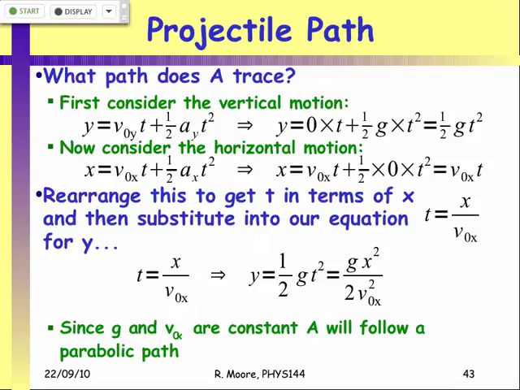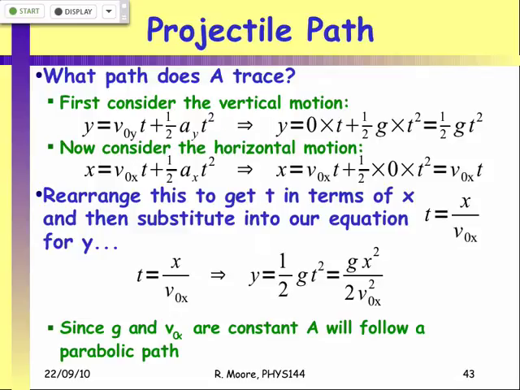Then we can substitute this value of time into the expression for y, and what we end up with is that the y position is equal to g over 2 v0x squared, which is just a constant, the gravitational field's constant and the initial x component of velocity, times x squared. So we've got y is proportional to x squared, and that path should be very familiar to you.